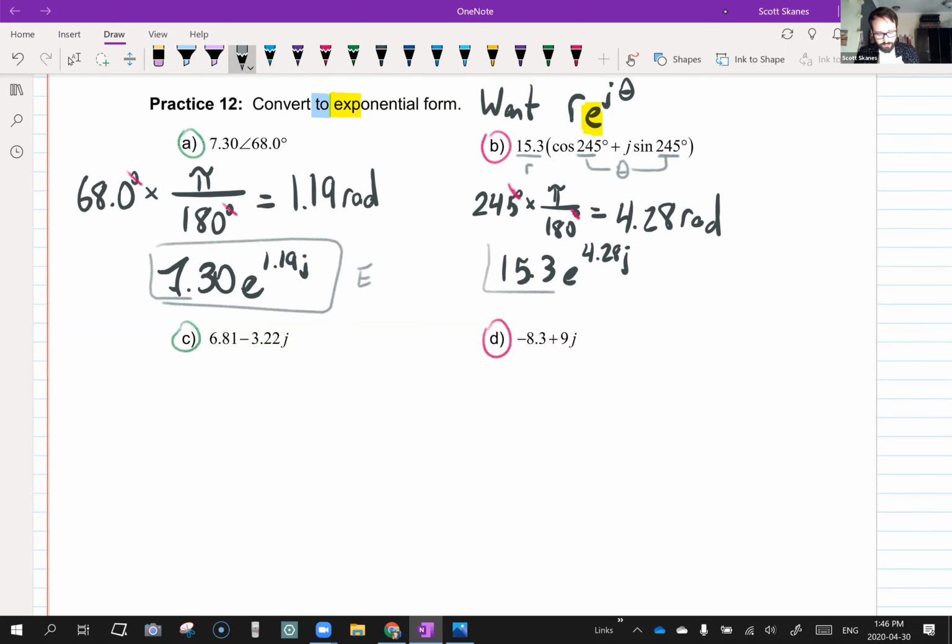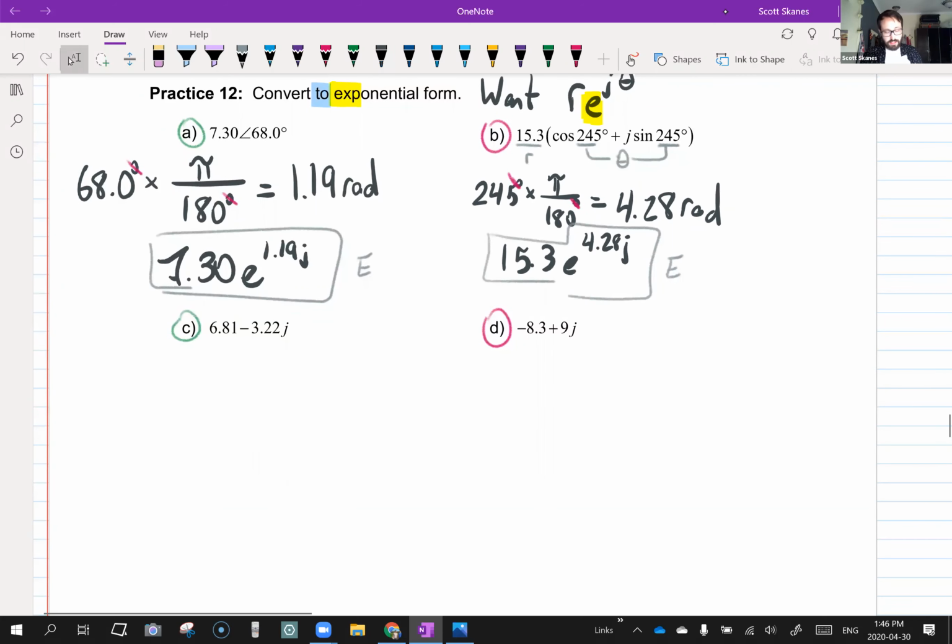Excellent. So everyone who gave that a shot, thank you. I'll move right on to C. C is similar, and I see that here you've already tried it, and your answer is right. So if you want to try D, you can go ahead. For practice C, it's currently in rectangular.